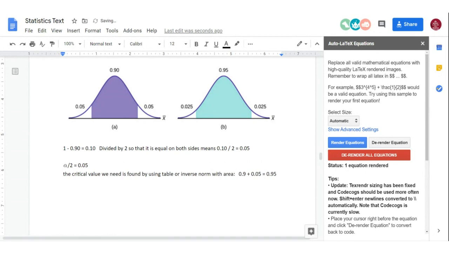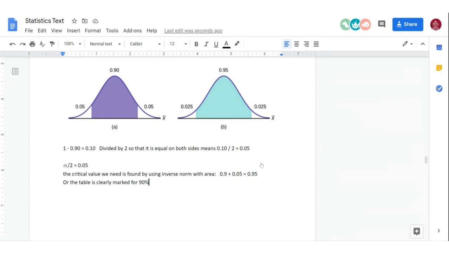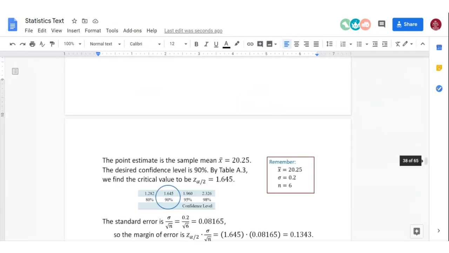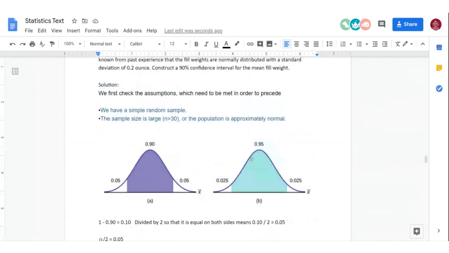All right. And I'm going to put right here, or the table is clearly marked for 90%. Either way. All right, so let's look at this problem. Simple. Okay, so we're in the middle of that problem.